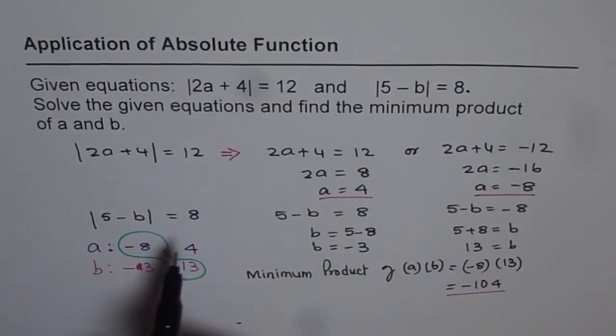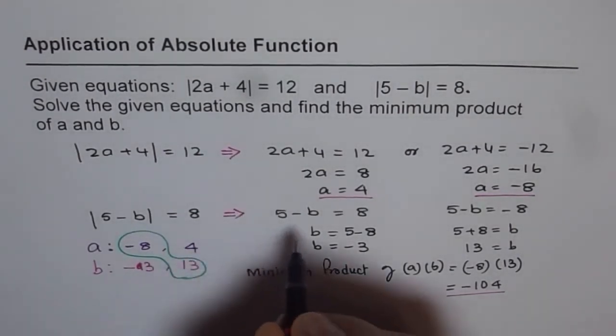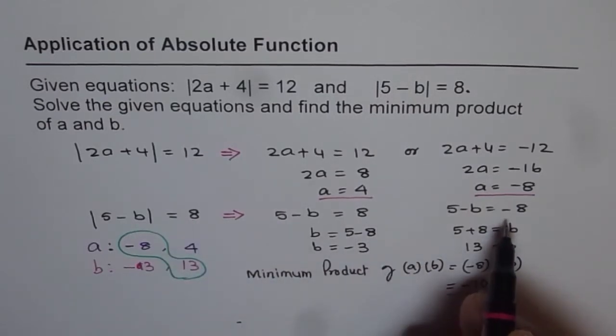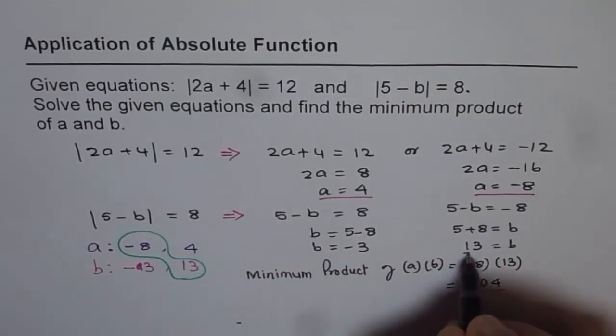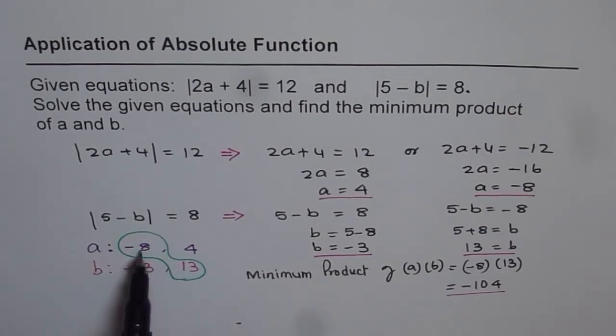And then we solve for b. Absolute value of 5 minus b equals 8 really means that 5 minus b could be plus 8 or minus 8, right? So we solved for both, and so we got two different values of b. So we have four combinations. To get the minimum, we have to multiply a positive with a negative so that we get a negative, right? If you multiply two negatives, we get a positive. So amongst the negative choices are minus 8 times 13 or 4 times minus 3, in which minus 8 times 13 is the minimum. So that is our answer.